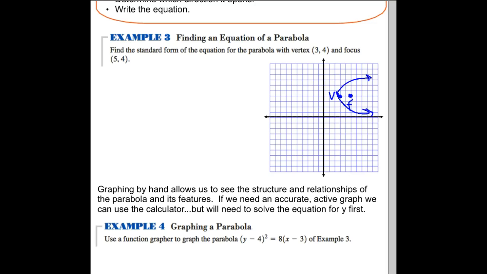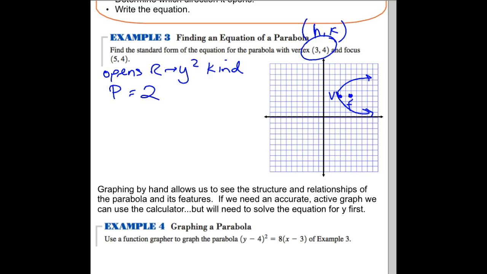So if we know that it's going to the right, what does that tell me? If it's going to the right, it's a y squared kind. So opens right means y squared kind. It does have a positive p-value. Can we tell what the value for p is? The distance from vertex to focus, we went 2 to the right. So p is 2. And we were given the vertex, so this is our (h, k) point in our equation. And if you think about the equations, that's all you really need. If you know h and k and you know p, you can write your equation.